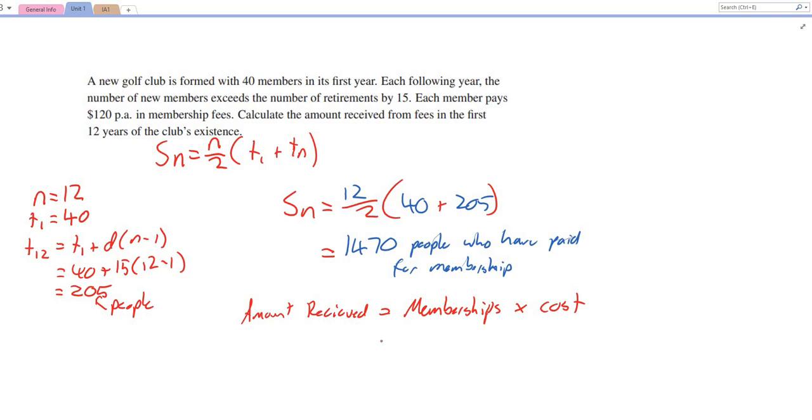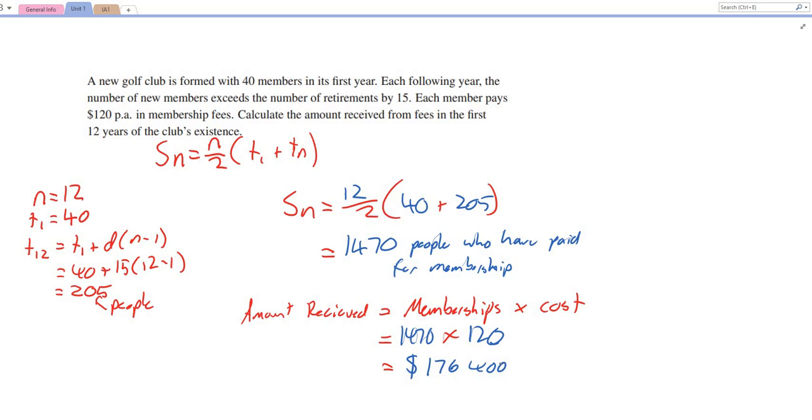So guys, our amount received is our memberships times our cost. Our memberships was 1470. Our cost was 120. Can someone tell me what is that answer? 176,000. Have we answered the question effectively now? Yes. Excellent. Are there any questions or anything anyone would like clarified before we go on to today's work?